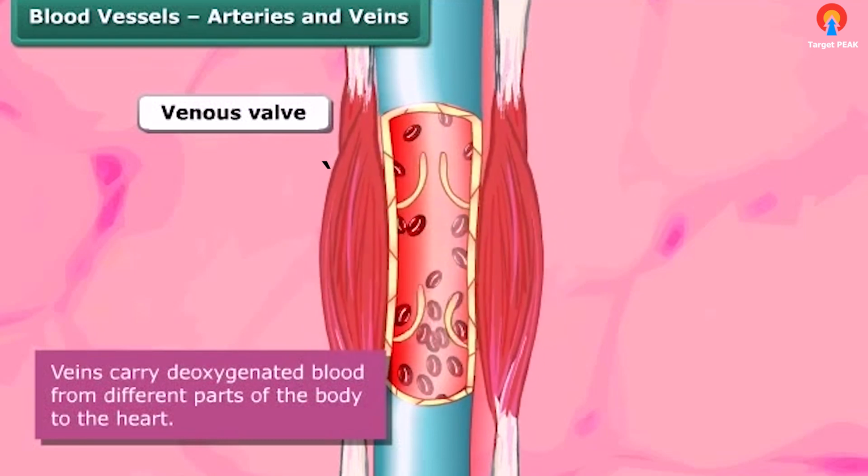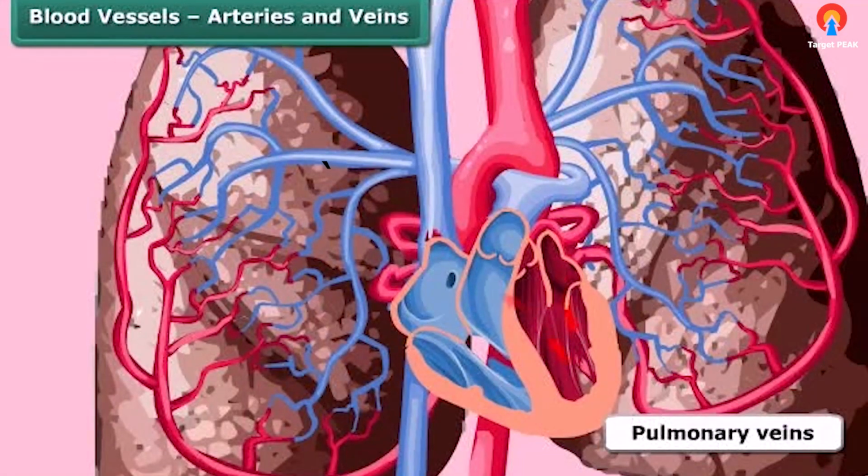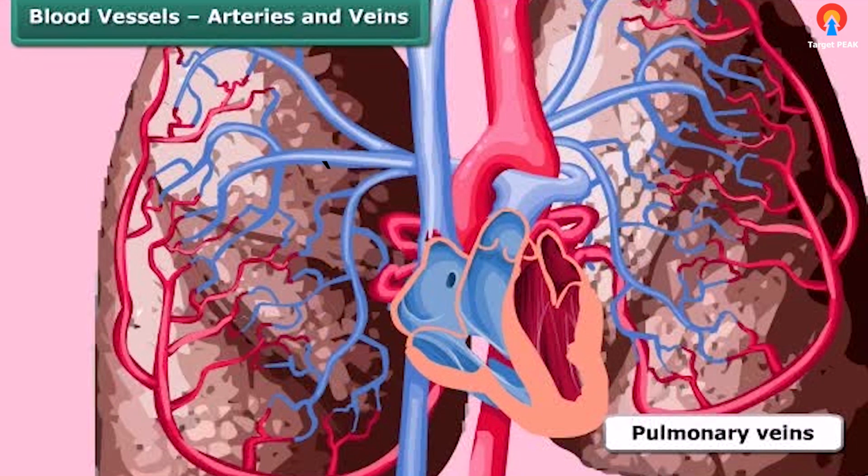Veins are of 2 types. Systemic veins. They carry deoxygenated blood from the different body parts to the heart. Pulmonary veins. They carry oxygenated blood from the lungs to the heart.